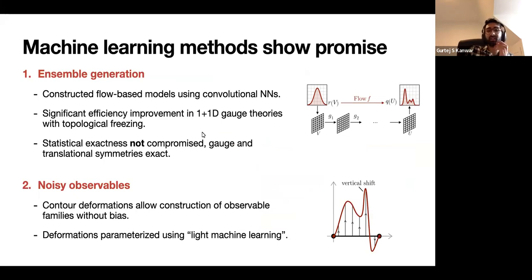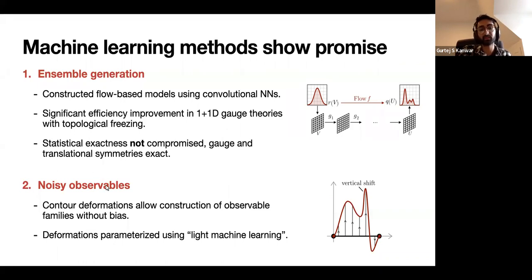Essentially, taking away the now one case study that we've seen, these machine learning methods already show some promise in the case of lattice field theory. In the case of ensemble generation, we saw that in 1+1D gauge theories, topological freezing can be circumvented, and the statistical exactness is not compromised. In particular, we're also able to get significant efficiency in these models by baking in certain symmetries.